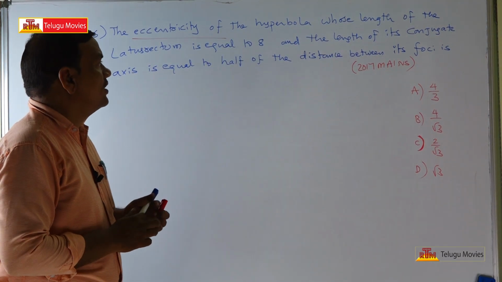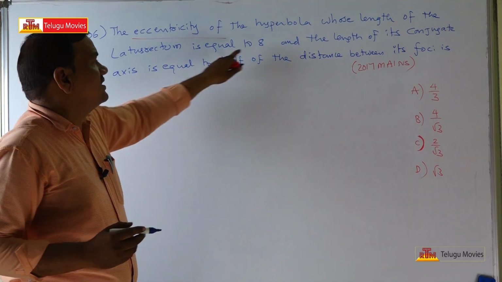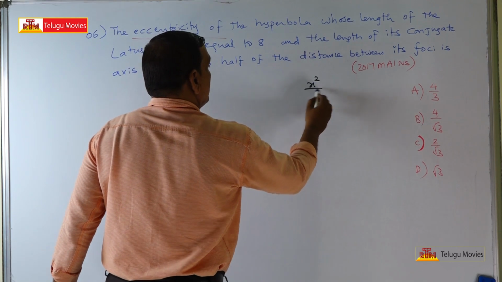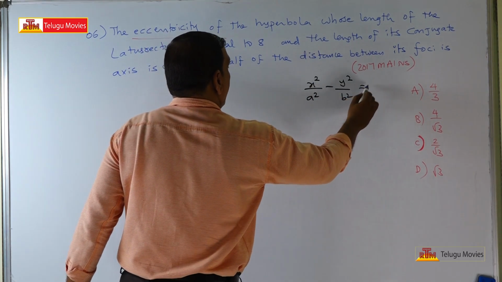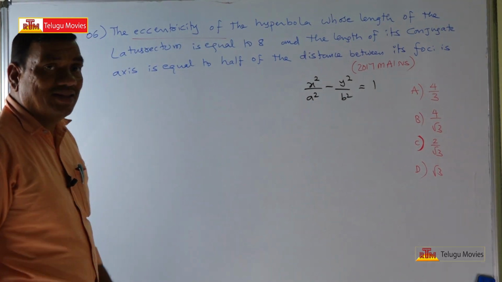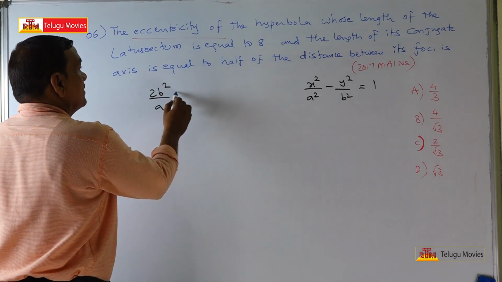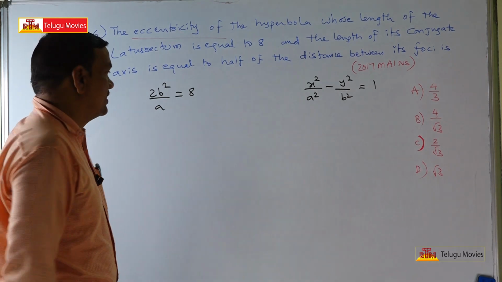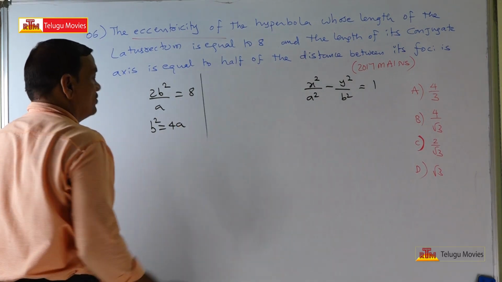Okay, now. So the first data given is what? The length of the latus rectum is equal to 8. That means let us take the equation of the hyperbola as x square upon a square minus y square upon b square is equal to 1. What is the length of the latus rectum? That is 2b square by a, that is equal to 8. So that is equal to b square is equal to 4a. That is the first data we have.